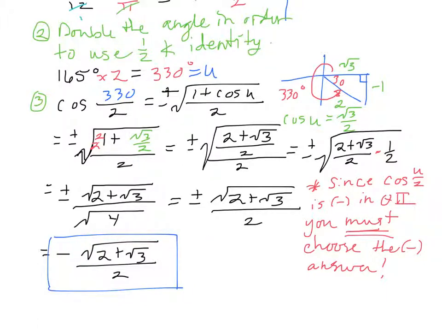Juan? The final answer sign is determined by the quadrant in which the half angle resides in. So we use the double angle to actually find the ratio value, but we use the half angle to determine the sign because that's really what we're looking for. Any other issues, concerns, questions? Okay.